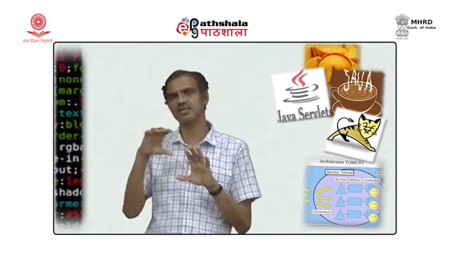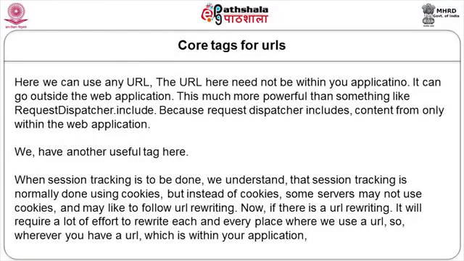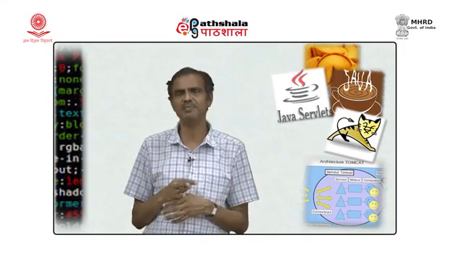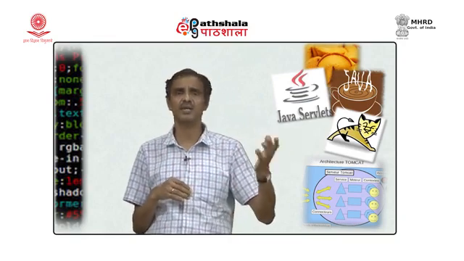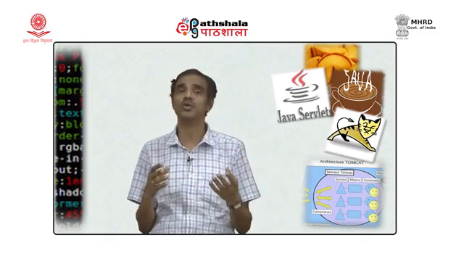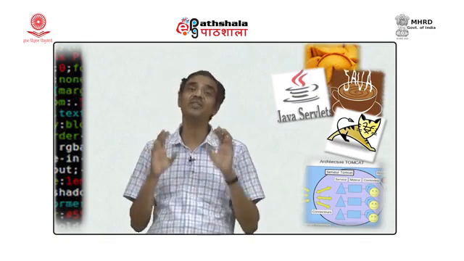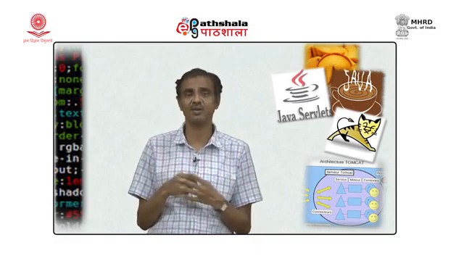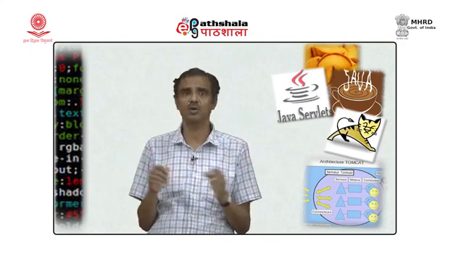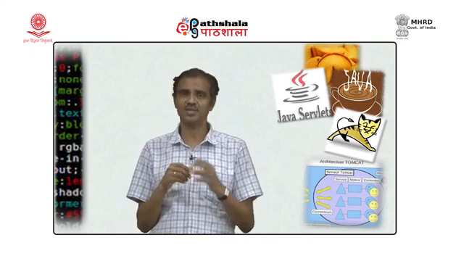Now, this is giving you full access in the sense that you can give any URL. Your URL need not be within your web application. It can go outside the web application, even outside the server, to any particular thing. So, it is much more powerful than something like a request dispatcher include, because request dispatcher include works only within your current application, within the context, not outside the context. So, this one is global. Okay. So, that is a C:import.